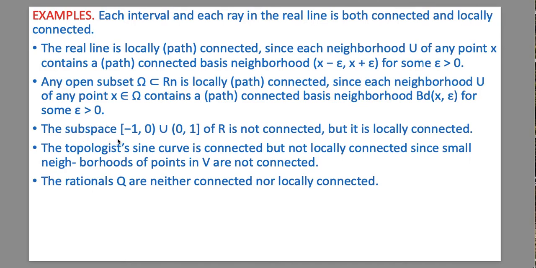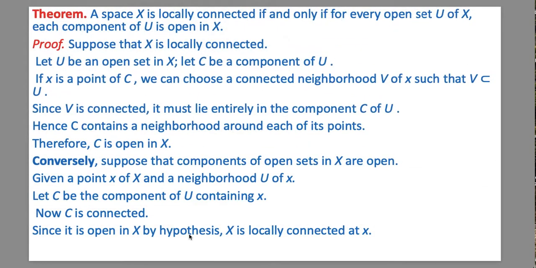The subspace [-1, 0) union (0, 1], it is closed at -1, it is closed at 1 and it is open at 0. So this subspace of R is not connected, but it is locally connected. The topologist's sine curve is connected but not locally connected since small neighborhoods of points in V are not connected. The set of rationals Q is neither connected nor locally connected.